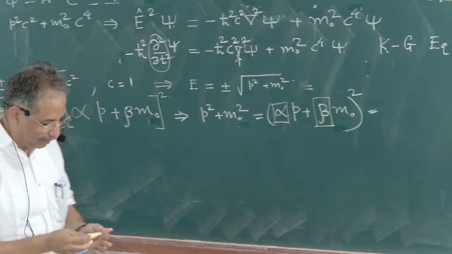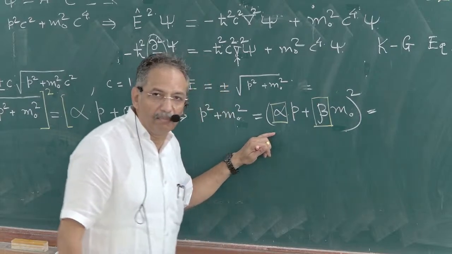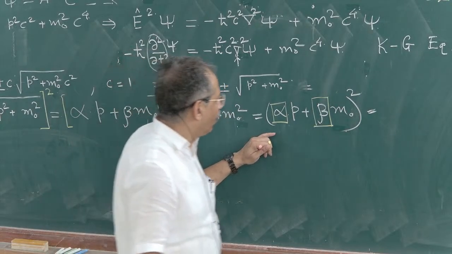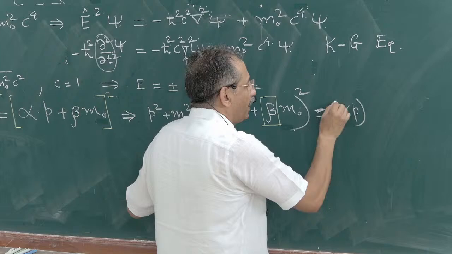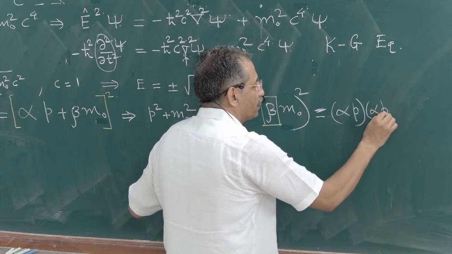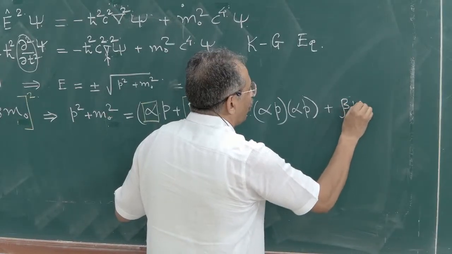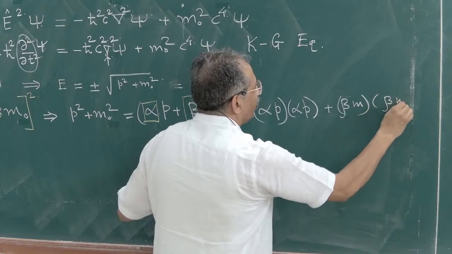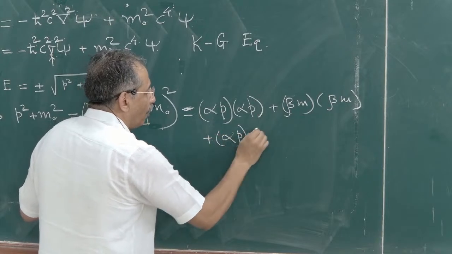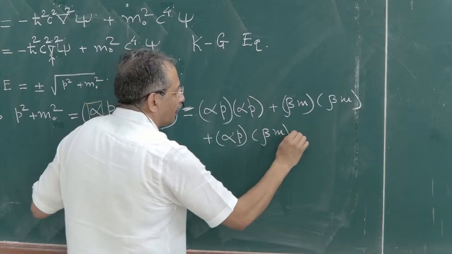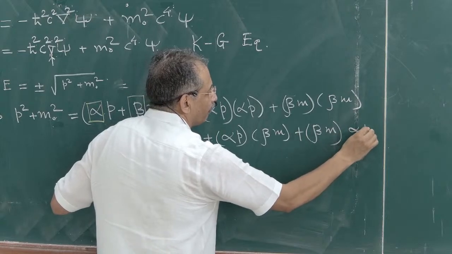So we have to treat them in a very respectful way, because we do not know whether those are numbers or some other objects. Now, when we find the square of such a quantity, alpha p will be operated on alpha p, that will be the first term. Then the last term will be beta m operated on beta m, and the mixed term will be like alpha p operated on beta m and beta m operated on alpha p.